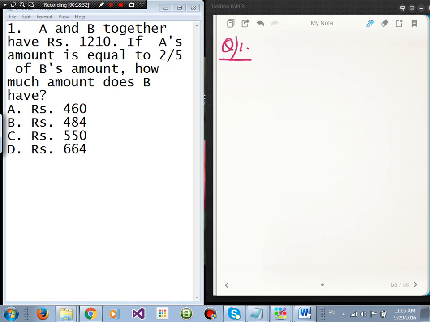If you look into this question, total amount to be distributed is 1210. If A's amount is equal to 2 by 5 of B's amount, how much amount does B have? Okay, in this case simply A is equal to 2 by 5 of B. Then if I say A by B, it is 2 by 5. Total it is nothing but A is to B is equal to 2 is to 5 only.